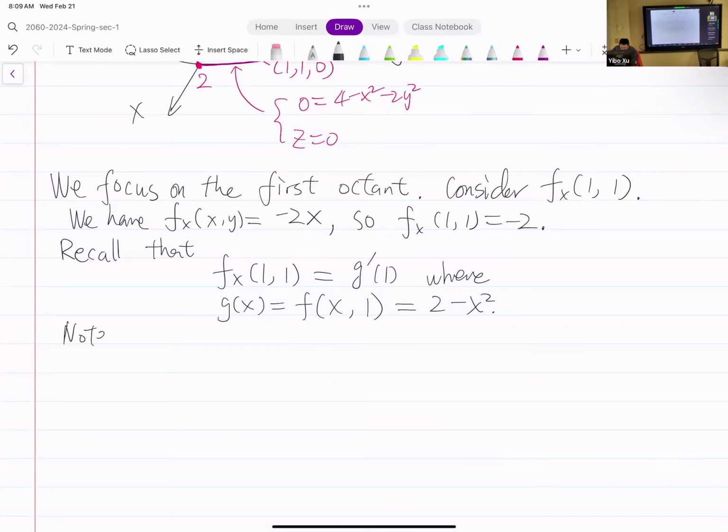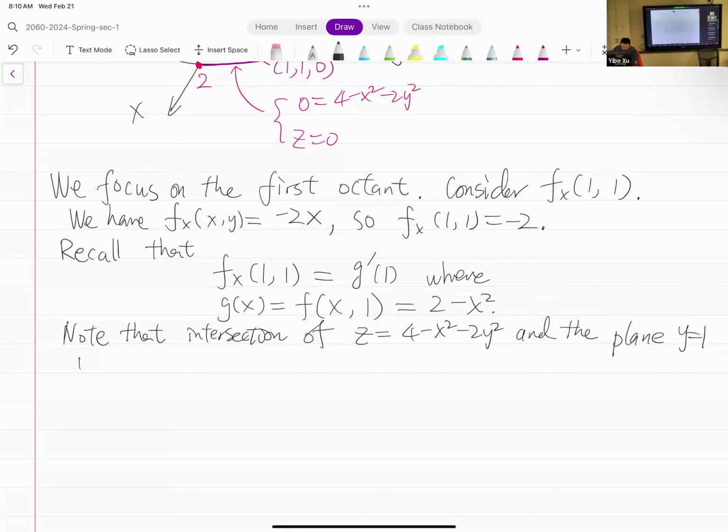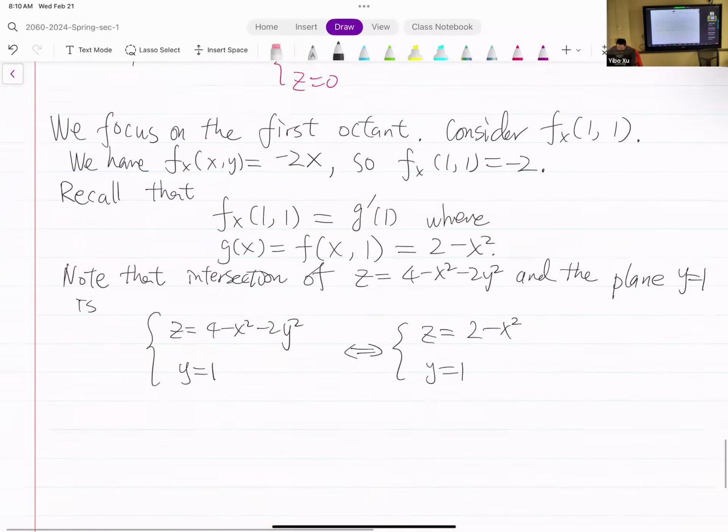So note that the intersection of z equals 4 minus x squared minus 2y squared, this function, and the plane y equals 1 is exactly the g function. So we have the function, and we intersect with the plane, and this is exactly that substitution step, right? If you substitute the y value here, you will get that g function. But still, you have to specify that you are on the plane y equals 1. Okay, and now we can draw the figure.